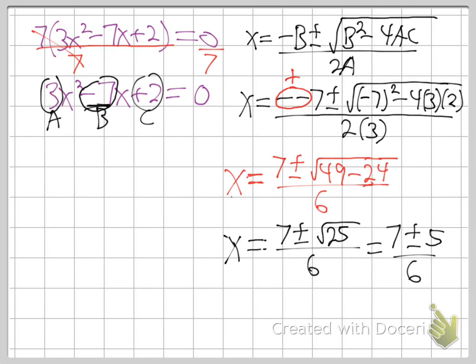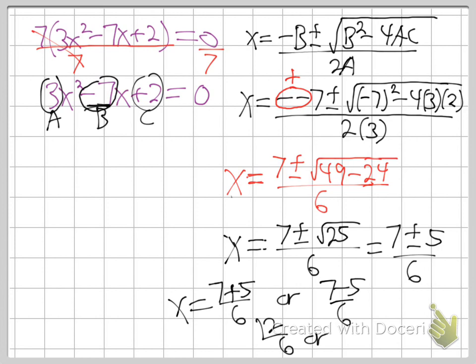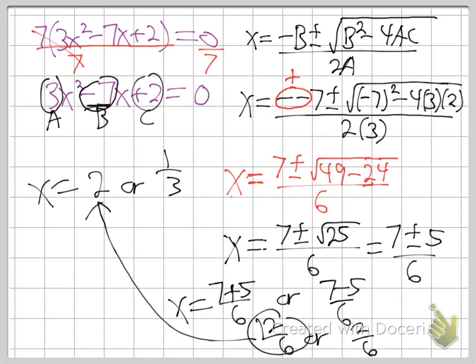Remember how that works? So it'll be 7 plus 5 over 6, or 7 minus 5 over 6. So that's what? 12/6 or 2/6? 2 or 1/3. So x is 2 or 1/3, right? Because 12/6 is the 2, 2/6 is the 1/3.